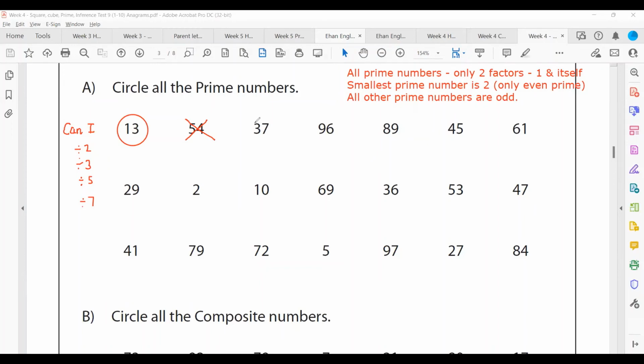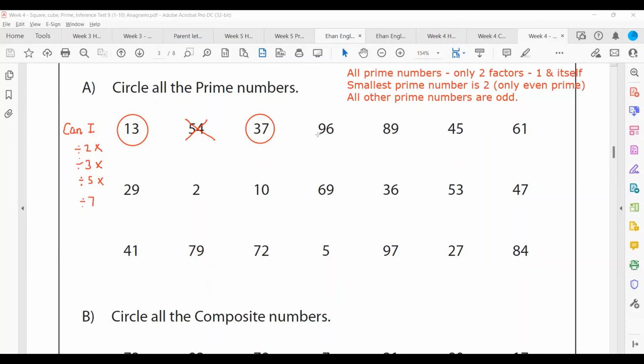Can we divide by 3? Well, 3 plus 7 is 10, so the answer to that is no. Can we divide by 5? Doesn't end in a 5 or 0, so it's a no. Can we divide by 7? Well, 5 times 7 is 35, so therefore 7 would not divide into 37. So we know that this is indeed prime. Okay, so we can circle 37.